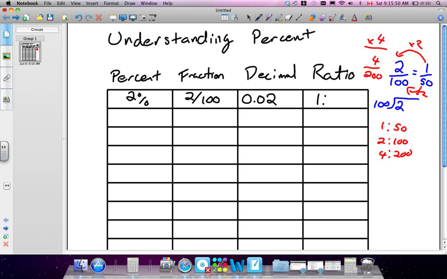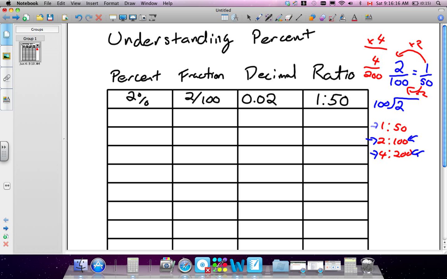So for every 50 cans I get, one of them's blue. That's what that means. If I were to get another 50 cans, so I had 100, I'd have 2 blue. The ratio keeps building and building, just like what we did here. 50 cans, 1's blue. If I get 100 cans, 2 of them are blue. If I get 200 cans, 4 of them are blue. That's the idea behind it. So I want you to talk me through the next one.